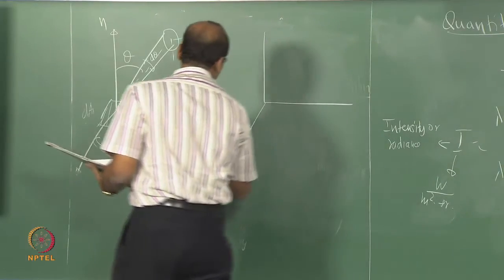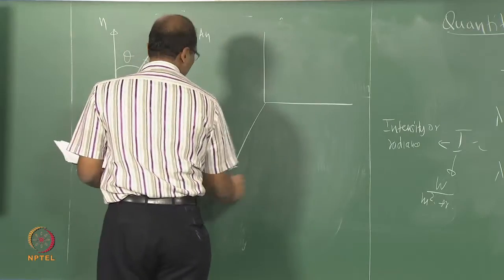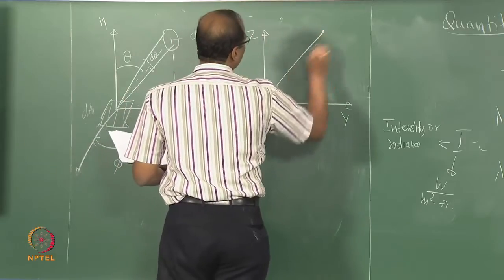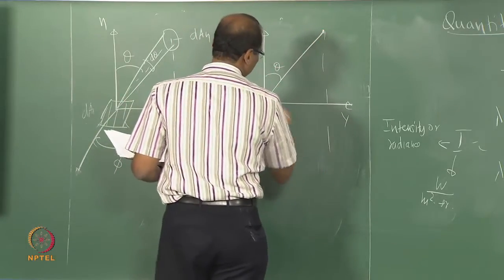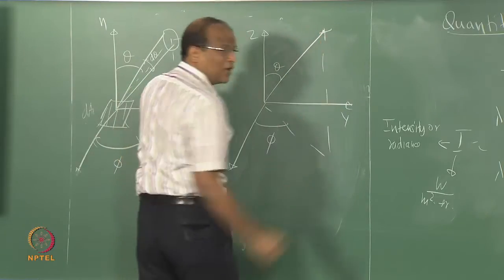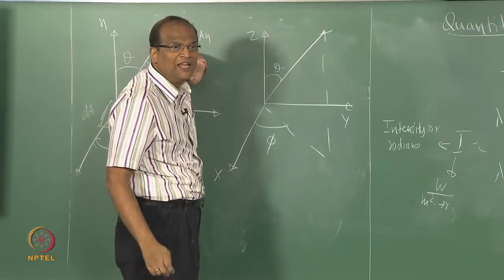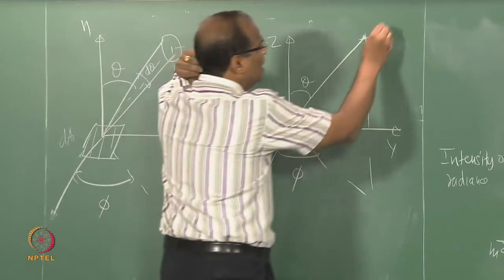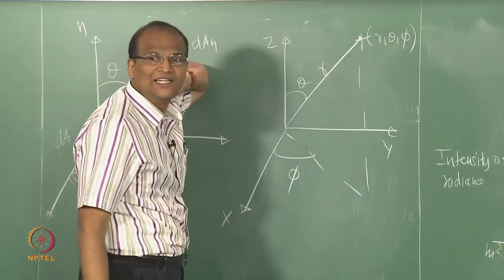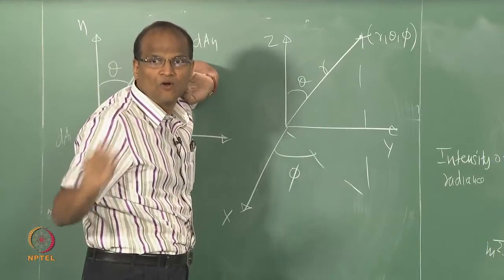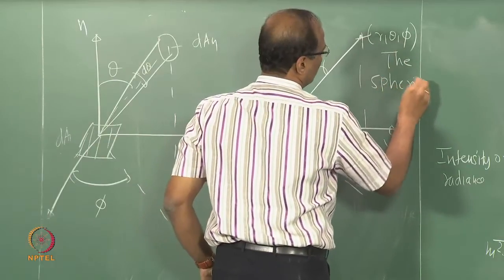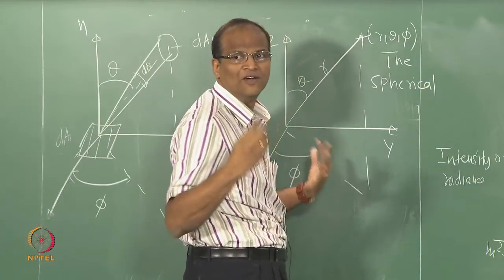So it is very eminently described by x, y, z, theta, a point here which in the Cartesian coordinate system can be indicated by x, y, z, can be indicated, this is r, theta and phi. So this r, theta, phi is called the spherical coordinate system. It is very useful in the study of radiation.